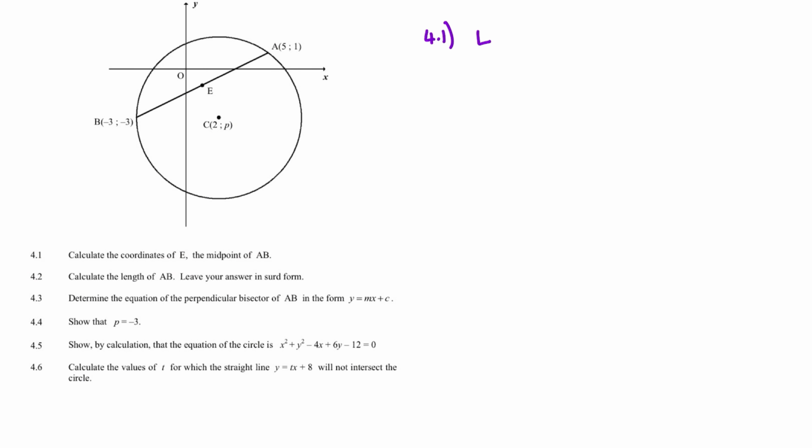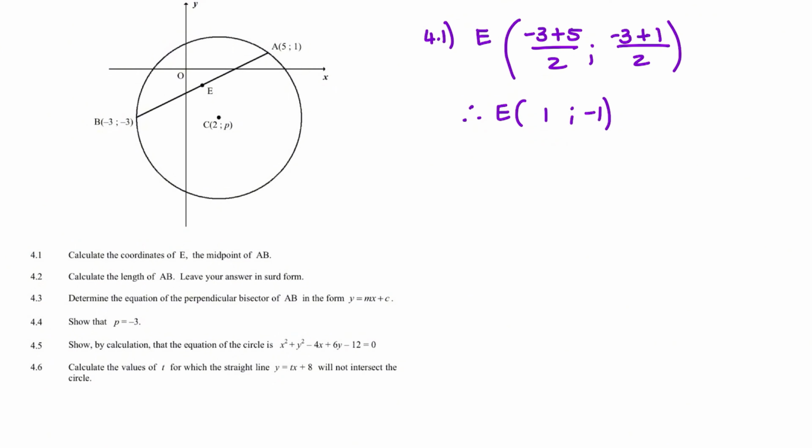So for the solution of 4.1, we can immediately write down E. The x value of E is the middle between the x values of A and B, and the y value of E is the middle between the y values of A and B. So therefore, E is equal to (1, -1). So my x value would be 1 and my y value is -1.